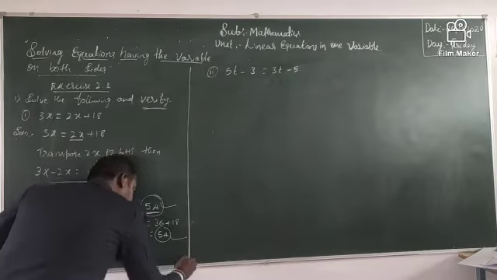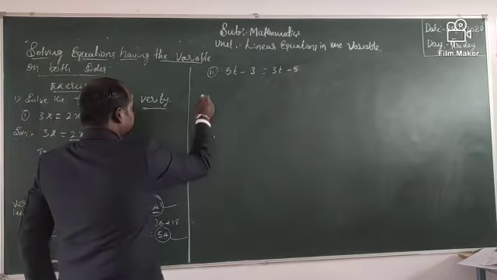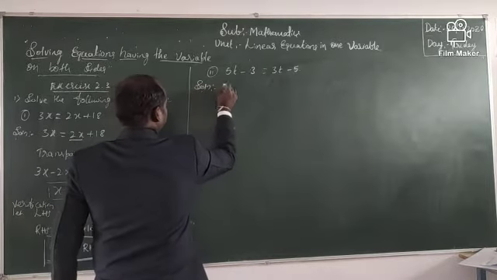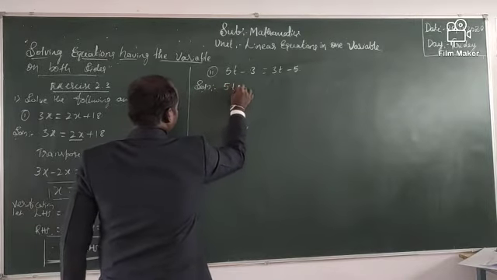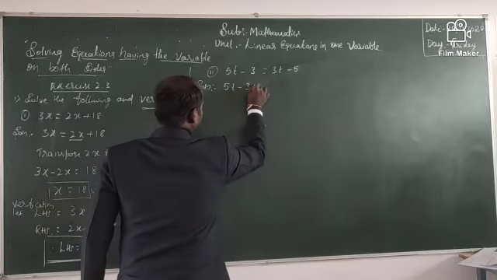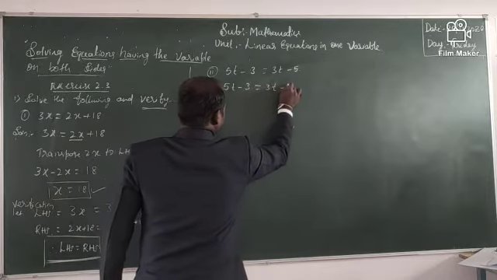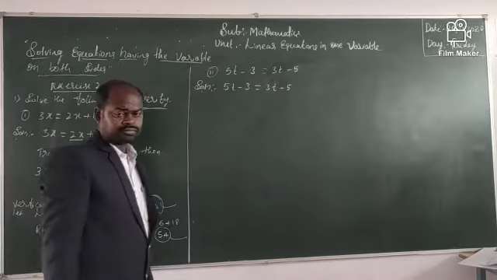See, first problem completed. Now second problem. Second problem, first one solution: write the problem. First step is to write the problem as it is. Once again, 5t minus 3 equals 3t minus 5.